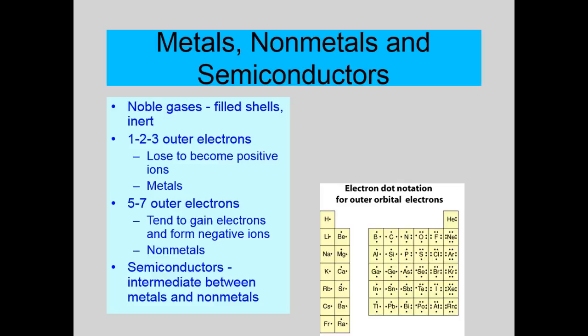3A tends to form 3+ ions. 4As tend to form covalent bonds. They share electrons, they don't lose or gain them. Nitrogen tends to either pick up 3 or do covalent bonds. Oxygen likes to pick up 2, fluorine picks up 1 and forms ionic bonds. So you see where they land in the families, that tells you what kind of electronic structure.